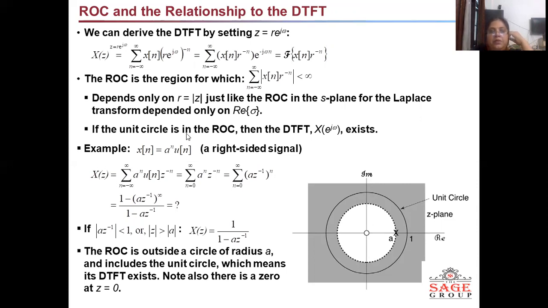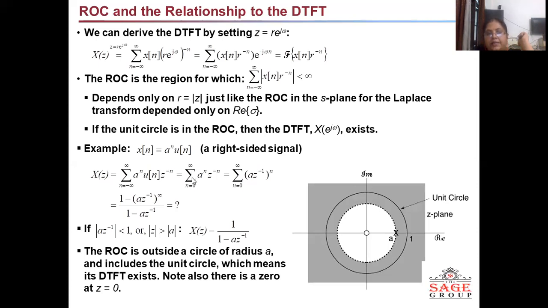Now, we put this signal in the definition of the Z transform, where the summation runs from n equals minus infinity to plus infinity, of the signal times z to the power of minus n. Now we put the limits. Any signal which is multiplied by the unit step signal has its limits changed from 0 to infinity.